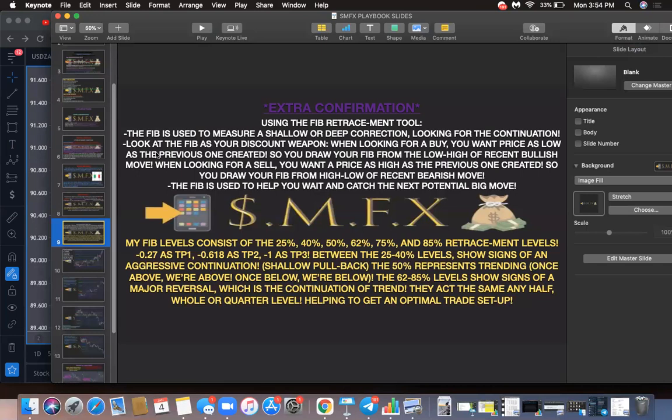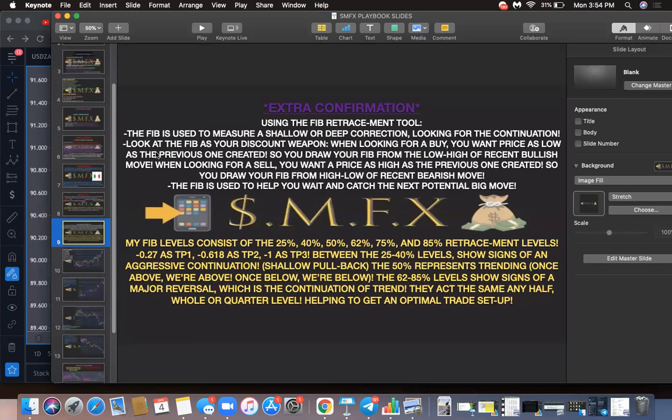The 50% represents trending. Once above, we're above. Once we break below, we break below. The 62 to 85% levels show signs of a major reversal, which is the continuation of trend. They act the same as any half, whole, quarter level, helping you to get an optimal trade setup, right?